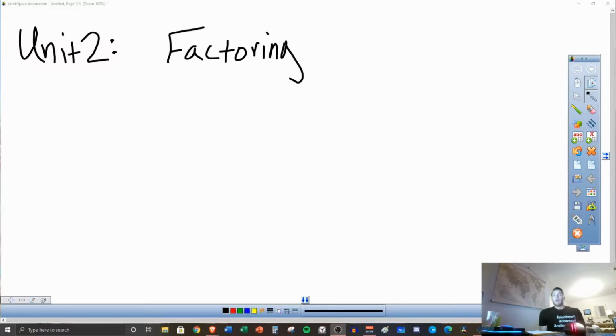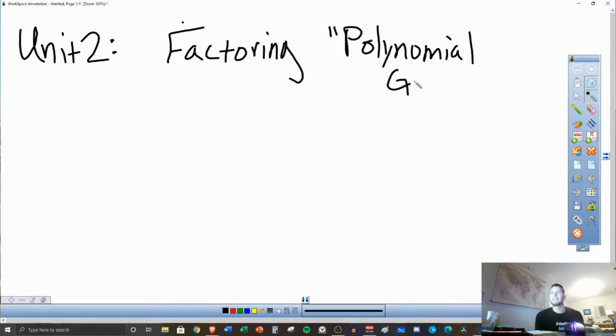Factoring. Here's how you need to think about factoring. Let's give it another name. Let's call it, put a quotation mark, "polynomial gymnastics."